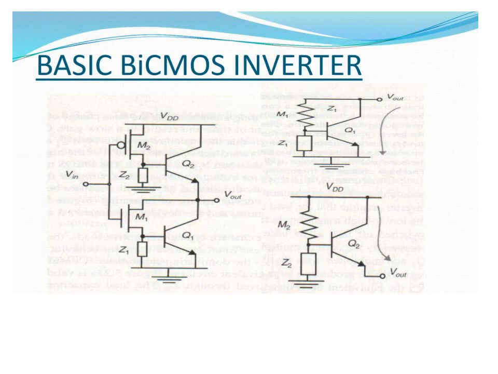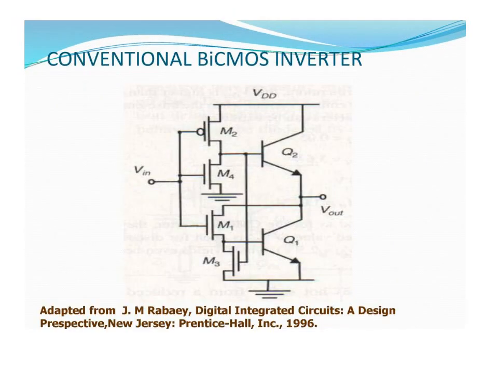A basic BiCMOS inverter circuit is shown in this figure, where the PUN and PDN are separately shown. Both of them contain both MOS and bipolar transistors. In a conventional BiCMOS inverter circuit, the loads Z1 and Z2 are replaced with properly sized NMOS transistors as shown here.